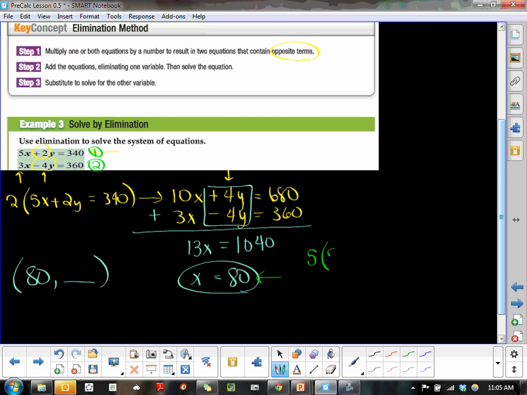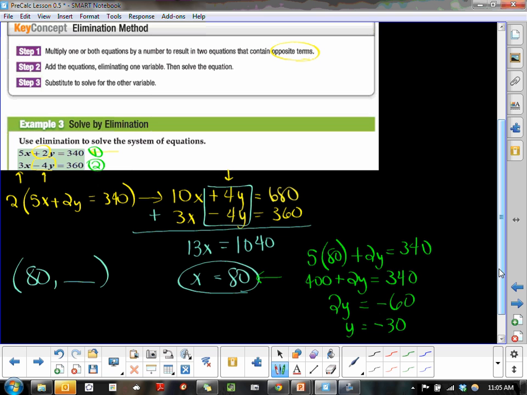I'm going to replace the x with 80, and then plus 2y equals 340. So that gives us 400 plus 2y equals 340. So that gives us a 2y that's equal to a negative 60. And that means that y has to equal a negative 30. So the y coordinate of the place where they intersect is a negative 30. This should be the ordered pair, the x and the y combination, that satisfies or makes each of those two equations true. So there's an example of the elimination method.